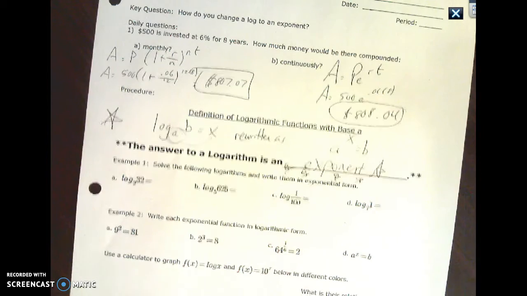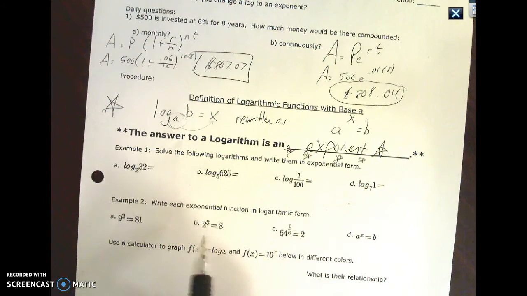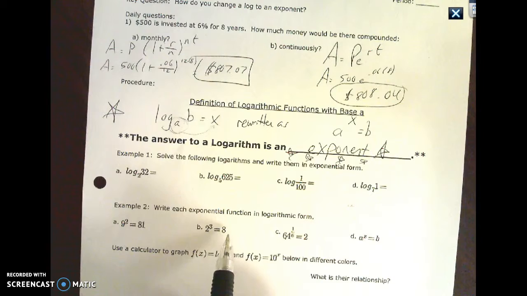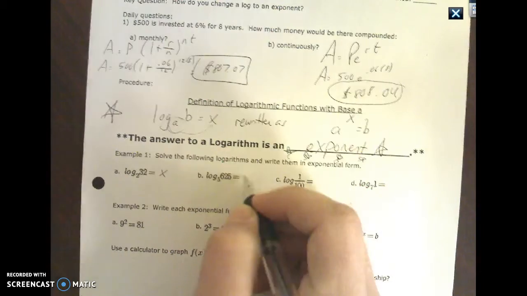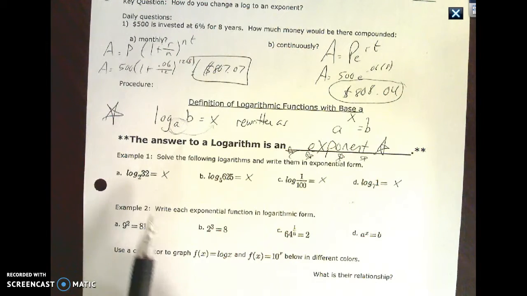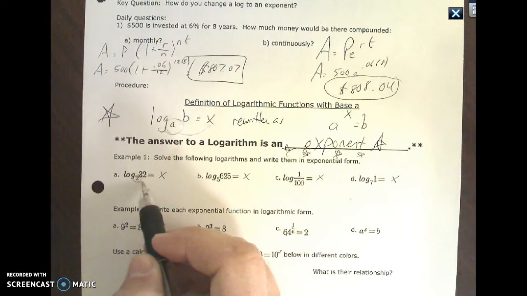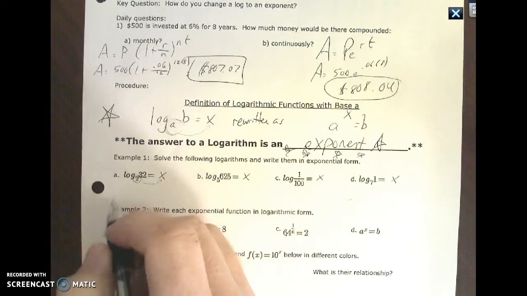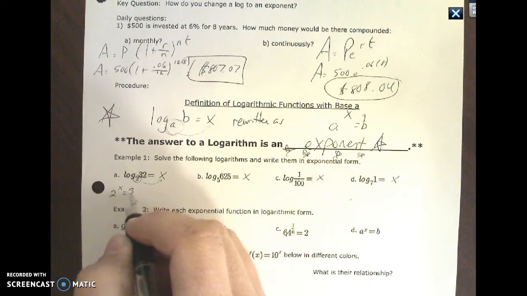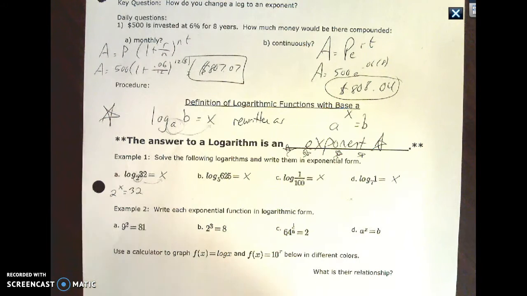Okay? So what we take a look at here, it says solve the following logarithms and write them in exponential form. All right. You see how it says log base 2 of 32, it's not equaling anything? I want you guys to put x's in here. I don't know why I don't have x's in here. So log base 2 of 32 equals x. What you're doing is rewriting this as 2 to the x equals 32. Again, base to the exponent equals this number. Well, now we can think about it, and you're going to play with this number a little bit.